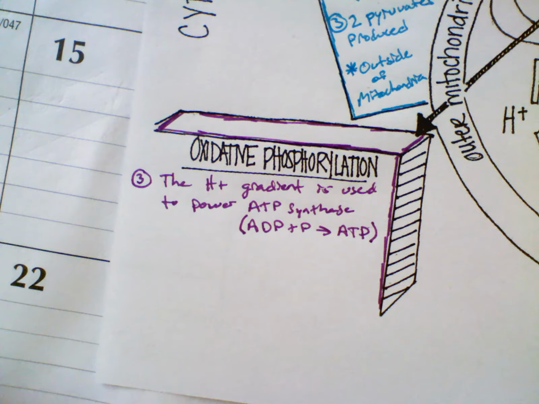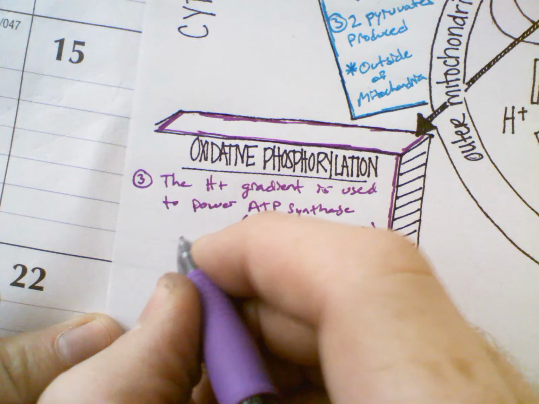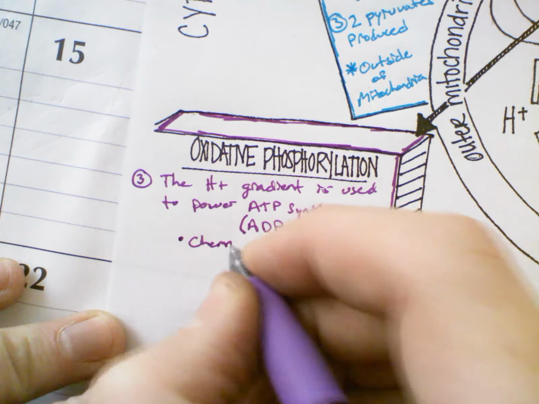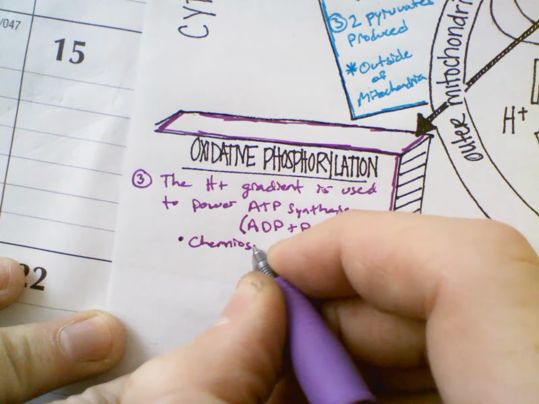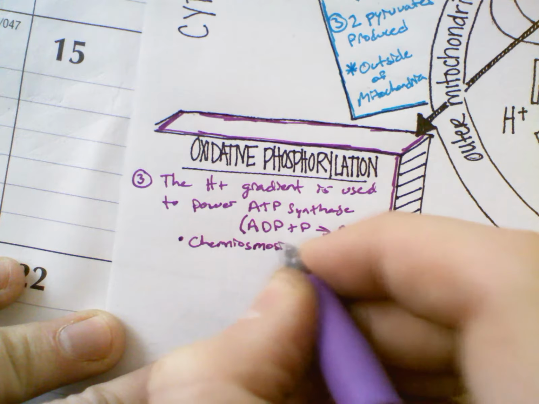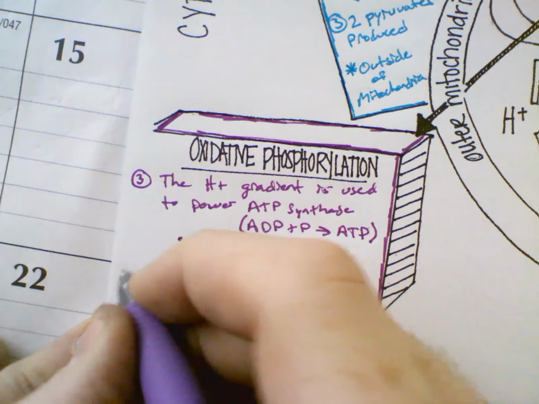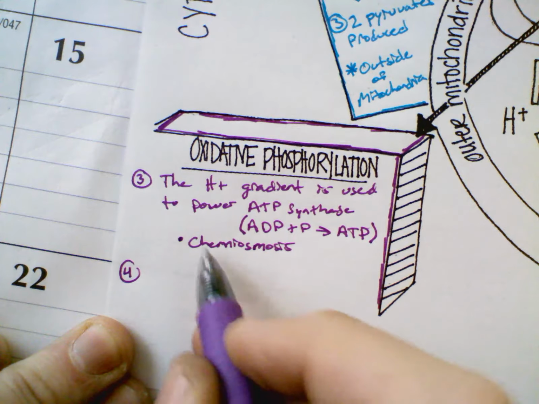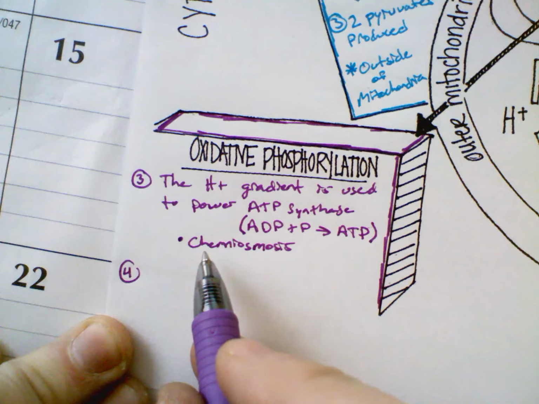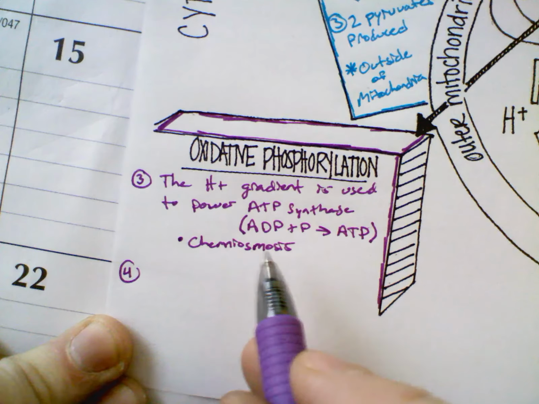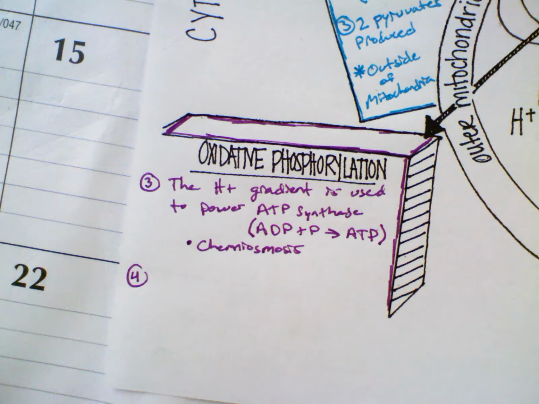Okay. Now it does this through a vocab word that's in chapter 9 called chemiosmosis. And this is the use of a concentration gradient to do cellular work, to provide energy to the cell. Chemiosmosis.